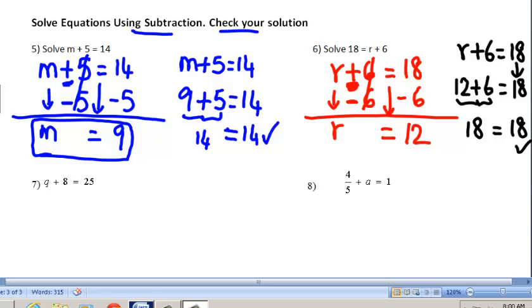All right, go ahead and finish the rest of the two problems. If you notice, 8 has 4/5. There is no difference. This is just a fraction. It's the same process.